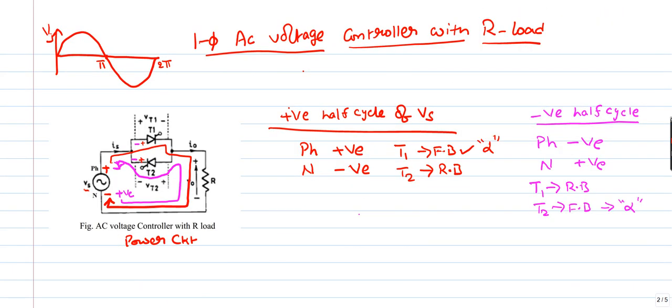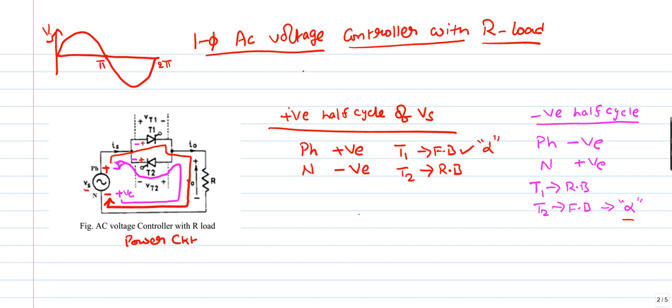We'll see one more recap of the single phase AC voltage controller with R load. During the positive half cycle, T1 will be in forward blocking mode, so I can give a triggering pulse to T1, and T2 will be in reverse blocking mode. During the negative half cycle of the supply, T1 will be in reverse blocking mode and T2 will be in forward blocking mode, so I can give a triggering pulse to T2.